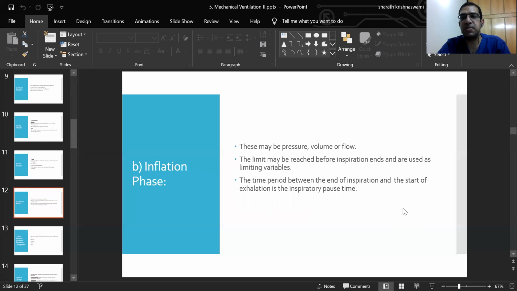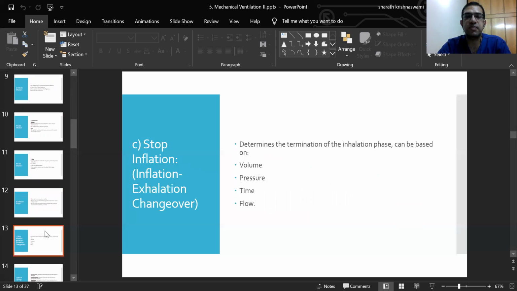The inflation phase may be pressure, volume, or flow. The limit may be reached before the inspiration ends, and these are used as limiting variables. The time period between the end of inspiration and the start of exhalation is the inspiratory pause time. Stop inflation is the inflation exhalation changeover. This determines the termination of the inhalation phase and can be based on the same four parameters, which are the volume, pressure, time, and flow.